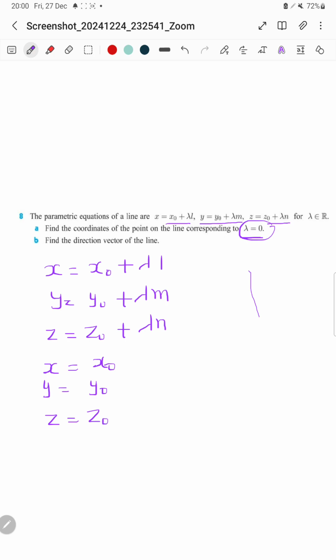And in the same way, if you have to find the direction vectors, just see that the scalar is lambda here, so it is multiplied with L. So the direction vector for the x component is L, for the y component it is m, and for the z component it is n. So these are the direction vectors, and the coordinates of the point are x naught, y naught, z naught.